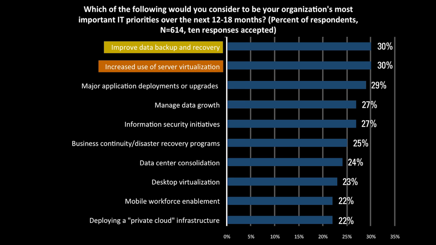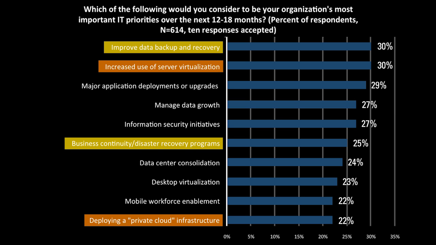Now, the tactical backup and recovery showed up at number one. Improving business continuity and disaster recovery came on the list on its own at number six. And we see that same tactical to strategic alignment between increased use of server virtualization, tied at number one, with improving private cloud infrastructure coming in at number ten.